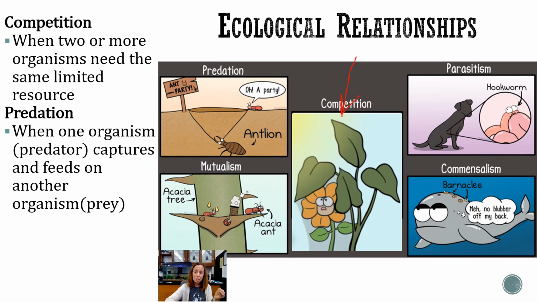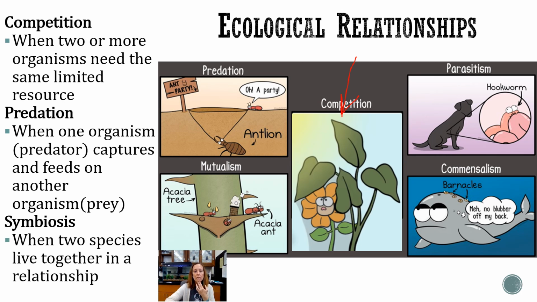Then we have predation. Now predation, competition isn't predation, because competition, you don't eat the other one. Predation, you have to eat the other organism. You can't just kill it, okay? So predation is when one organism, the predator, captures and eats the prey. It doesn't just kill it because it's scared of it, it eats it, okay? And then symbiosis, which is when two organisms live together in a really close relationship. On the next page, we'll talk about the different relationships, but I'm pretty sure you did those in middle school.